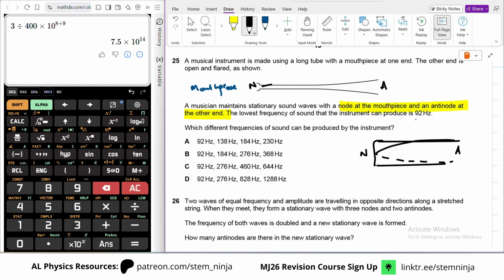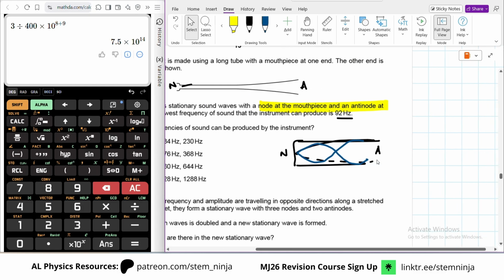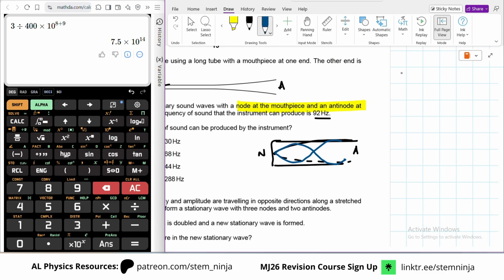So this is the fundamental frequency, right? So the next one will be like this. If we can figure out the relationship between the first one and the second one, the frequency, we can figure out what multiples of frequency we can use. So the first one was just a quarter of the wavelength. So the length is a quarter of the wavelength.